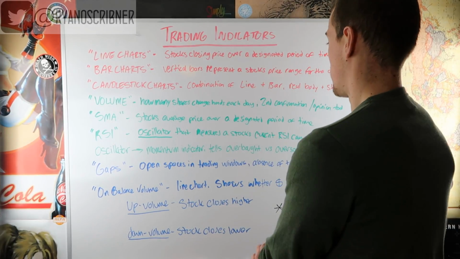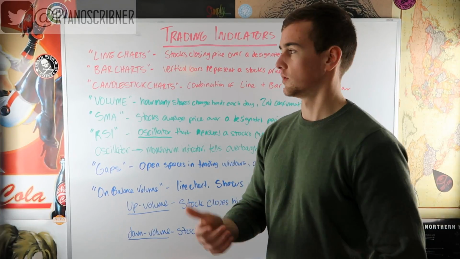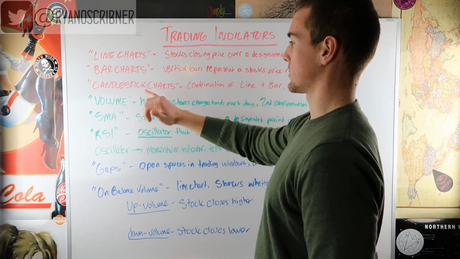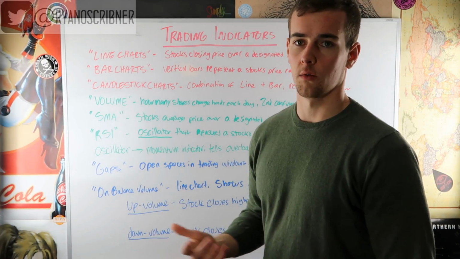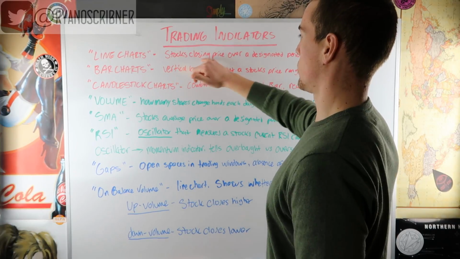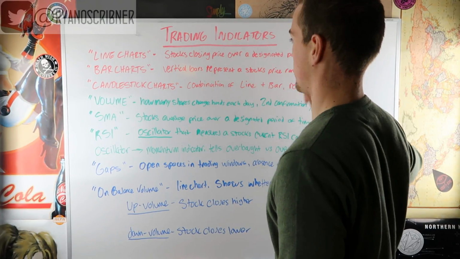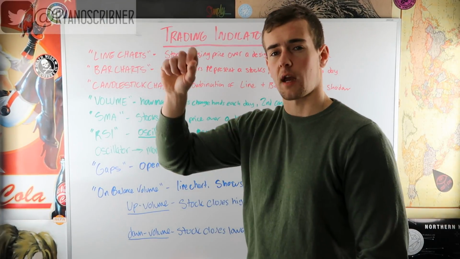But the first indicator I want to talk about is charts. There are 3 types of charts people generally use: line charts, bar charts, and candlestick charts. I'm sure you've seen a line chart. If you go on Google or Yahoo Finance and search a stock, you'll get a line chart, which is a stock's closing price over a designated period of time. It's just one line, and it shows you where the stock is closing and how the stock performed during that day.